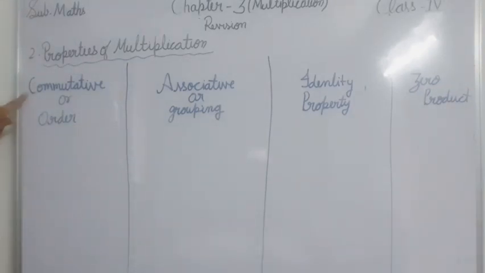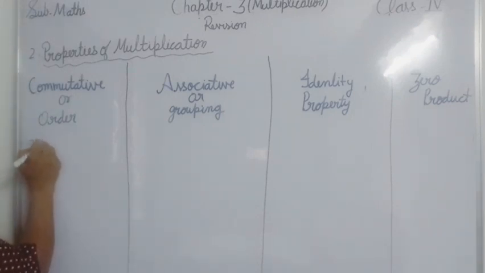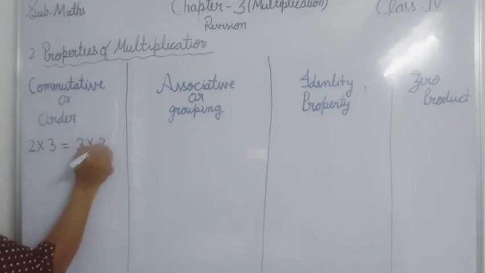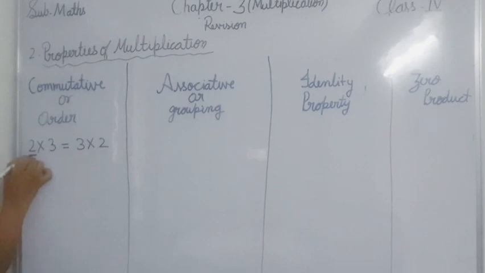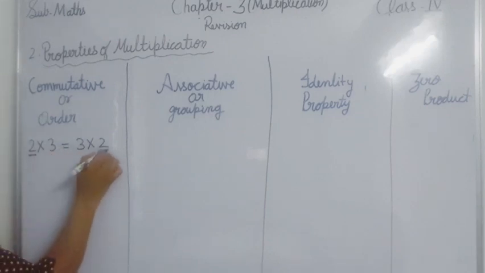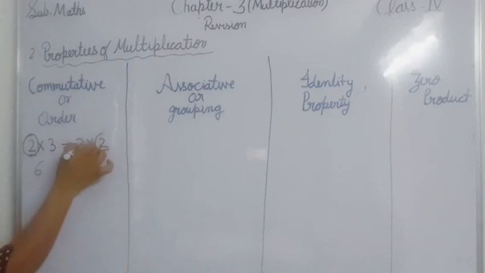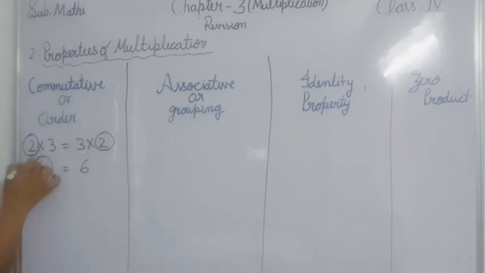Let's see what the commutative or order property is. As the name suggests, order. When we change the order of numbers, the product will not change. Here I have written 2 here, but now I am writing 2 here. Let's multiply them. 2 3s are 6 and 3 2s is also 6. So if I change the order of numbers, the product will not change. Product means the answer. This is the order property.